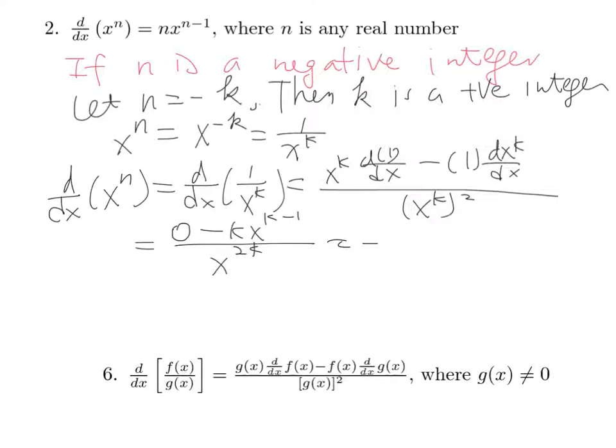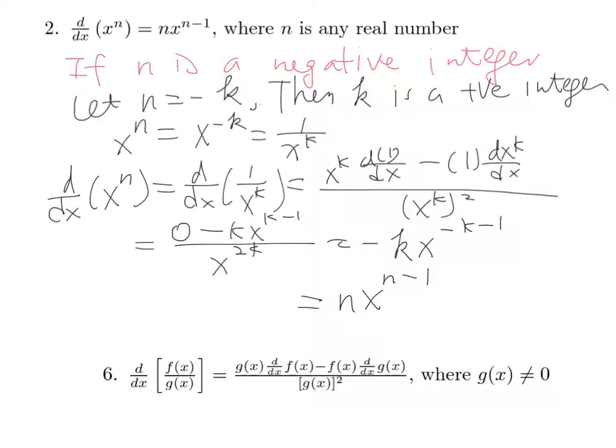And this is equal to minus k times x to the power minus k minus 1. But minus k is equal to n. So this is equal to n times x to the power minus k minus 1, so it is n times x to the power n minus 1. We have proved this rule for negative integers also.